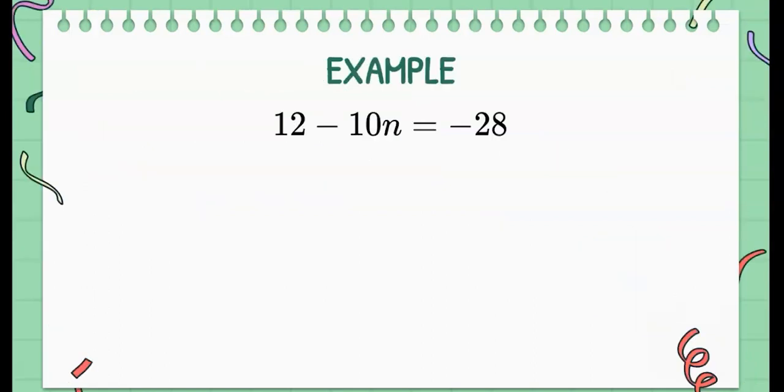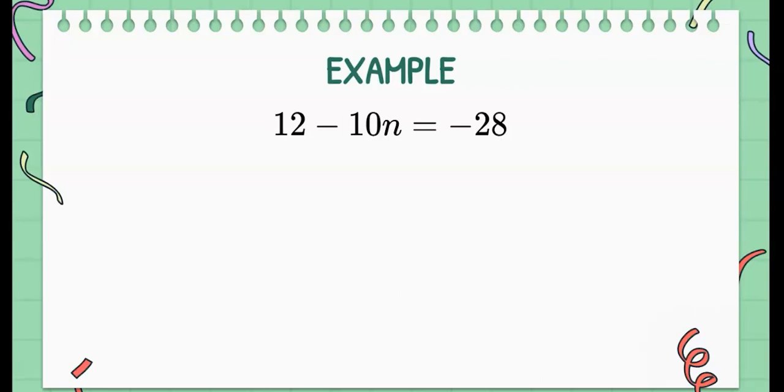So here's our first example. On this equation, we have a constant term of 12, a variable term of minus 10n, and on the right side of the equation, we have a constant of negative 28. This is the basic structure of what we mean by a two-step equation. On one side of the equation, we have a constant term and a variable term, and on the other side, we have a constant term.